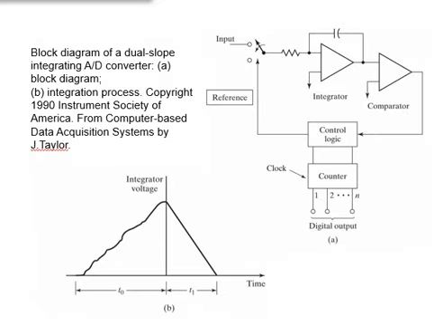A common AD converter design used in digital voltmeters is the dual slope integrating converter. A block diagram is shown in figure A and the operation is shown graphically in figure B.